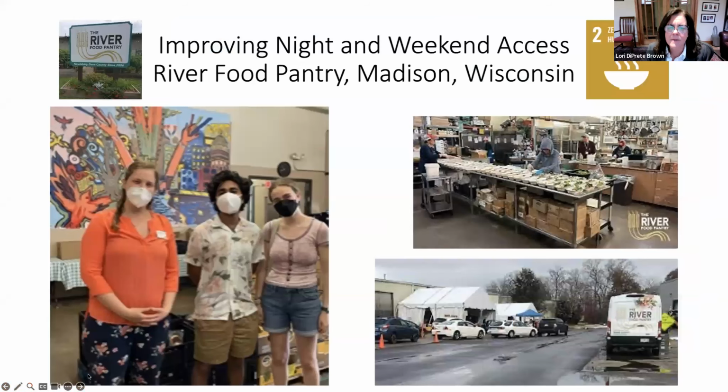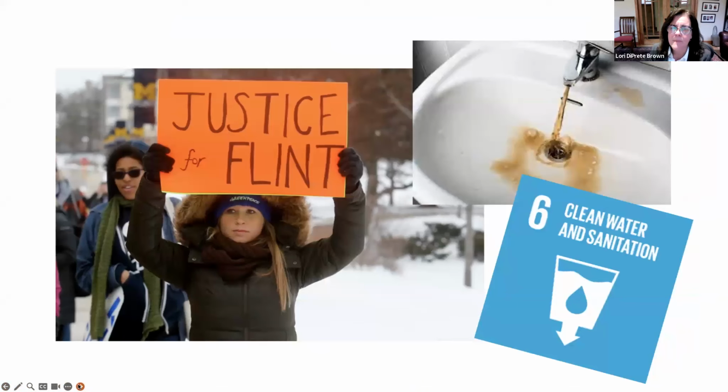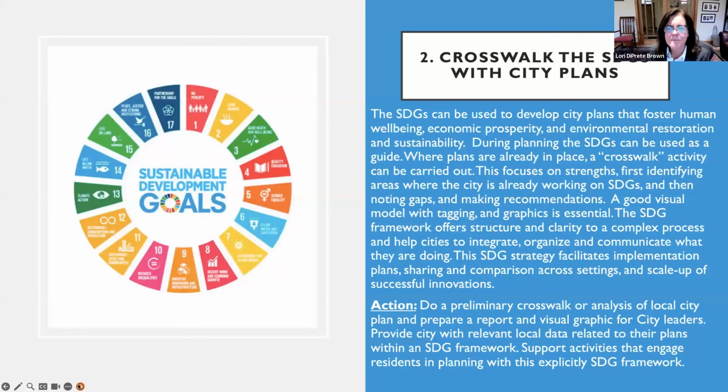Okay, here is another example of some work from students at UW-Madison where they worked to improve access to the food pantry. These are some of my students from the School of Human Ecology, and they created a digital way for people to get access to food after hours. It is tagged with SDG 2. Sometimes people in the US particularly can think the SDGs are about other places, and clearly it's not. Here's an example from Flint, Michigan.